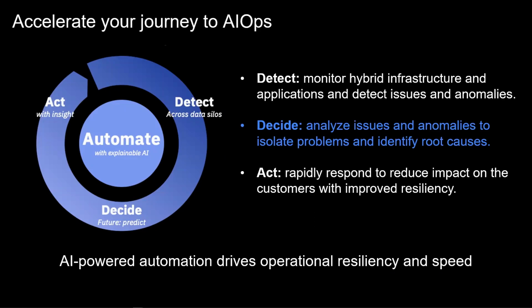in applications. The next phase is decide, where we analyze issues and anomalies to isolate problems and identify root causes. And this is where a lot of that log and metric data that I talked about really fits into. And then ultimately, once we find the root cause of the issue, we can go and take action on that to reduce impact to our end customers. And we're trying to drive AI and intelligence into every key phase of this.